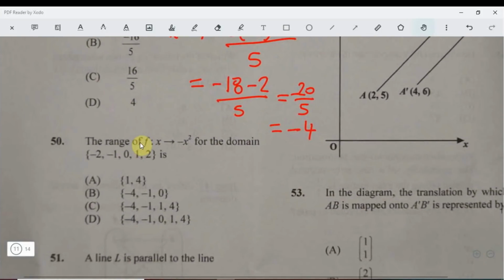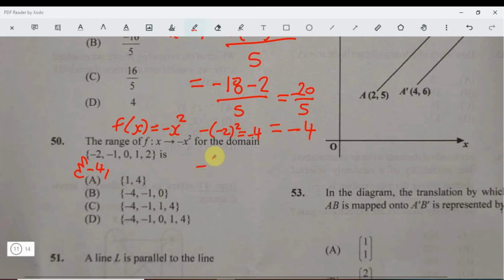It says the range of f of x when the function is mapped to x squared. So in other words, they're telling us f of x is equal to minus x squared. For the domain -2, -1, 0, 1, 4, we'll plug in negative 2, right? It would be negative of negative 2 squared. That would be negative 4.